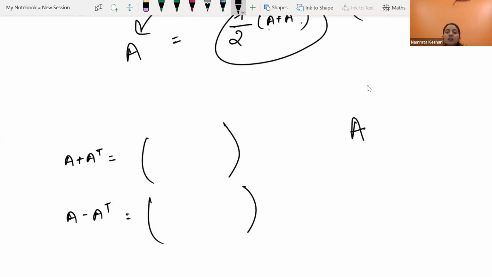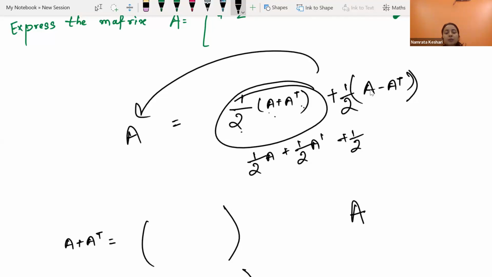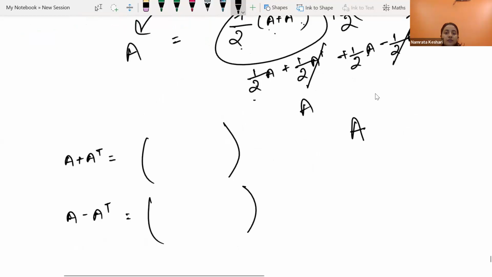Another way is you can also do it this way: 1 by 2 (A plus A transpose). If you add it with 1 by 2 (A minus A transpose), just think about it. When you open the bracket, it will be 1 by 2 A plus 1 by 2 A transpose plus 1 by 2 A minus 1 by 2 A transpose. The transpose terms cancel, and half A plus half A will be just A, right? So you can just do scalar multiplication, half over here, half over here, add them, and directly you will land at A, right?